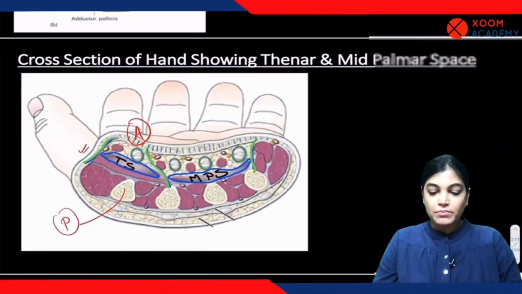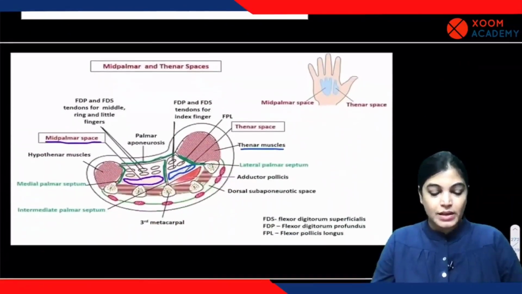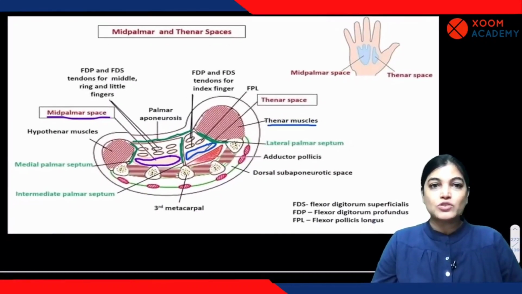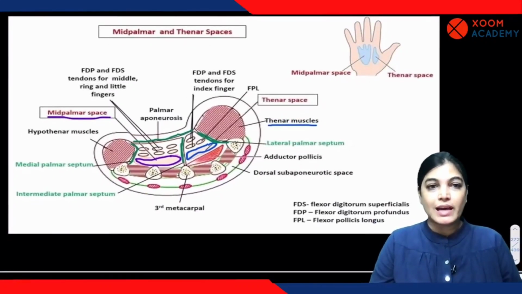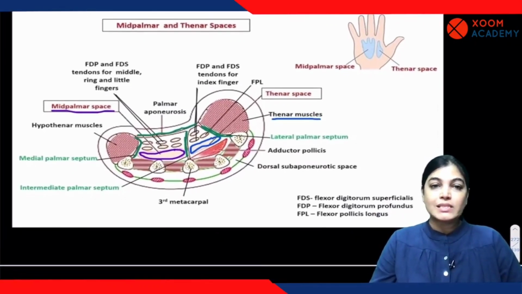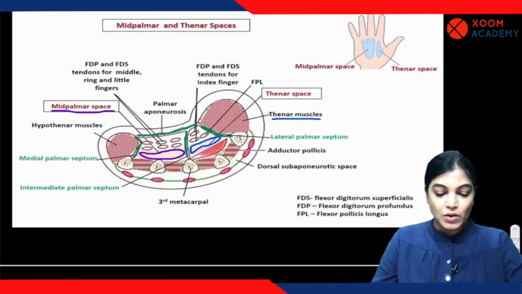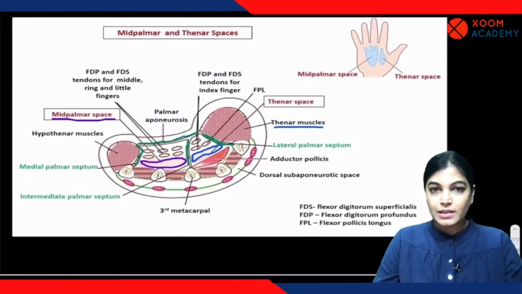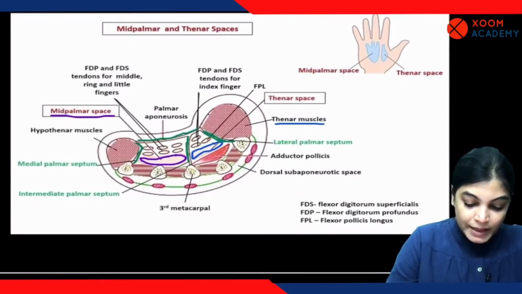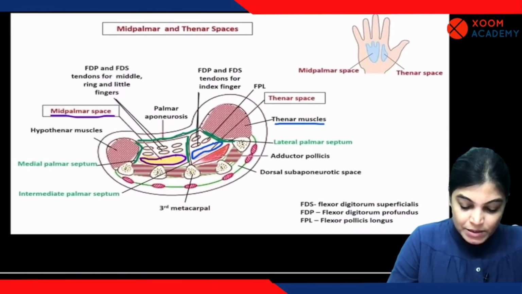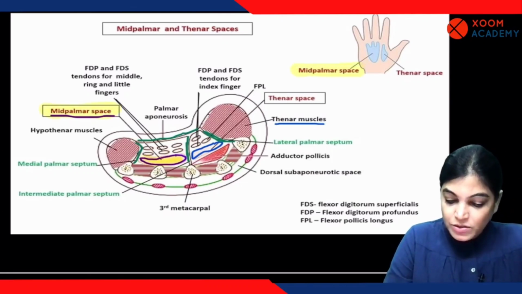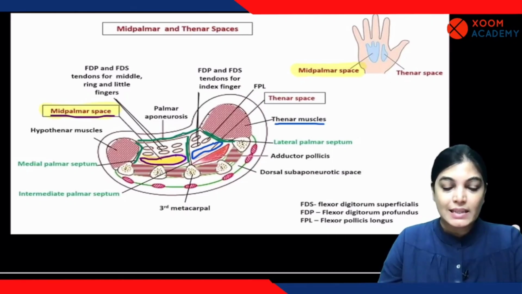Let's describe the boundaries of the mid-palmar space and thenar space. For that I would like to enlarge this image, and when I enlarge it, you can understand the boundaries of the mid-palmar and thenar spaces. This is a schematic diagram to make you understand these boundaries. When I enlarge this, you can clearly see the spaces. This is the mid-palmar space, which is located on the medial side, on the medial aspect of the palm, as you can see in the diagram.